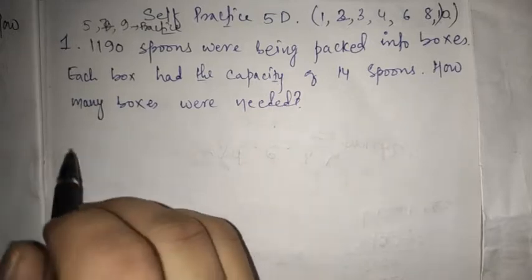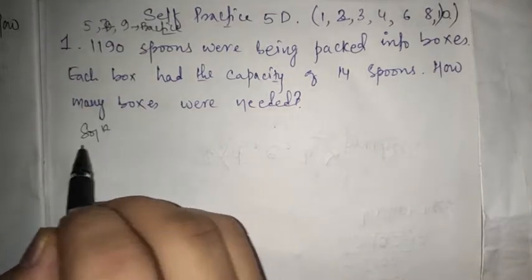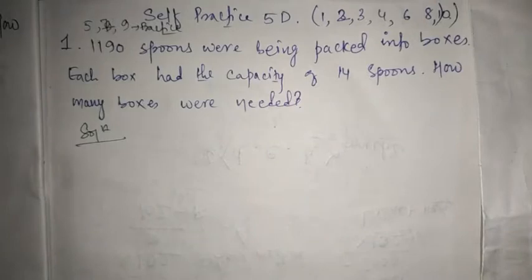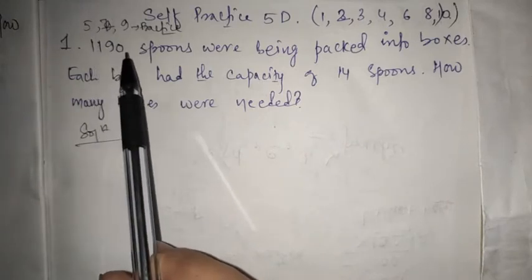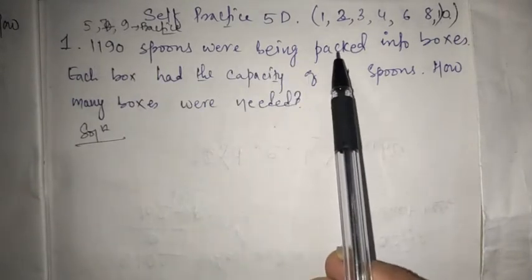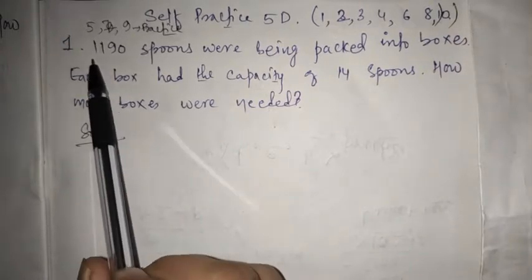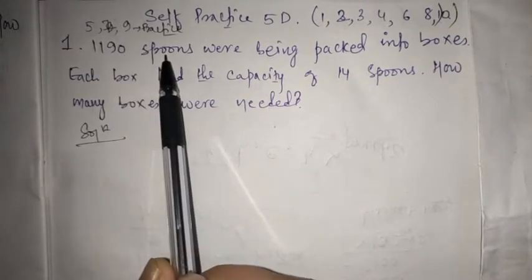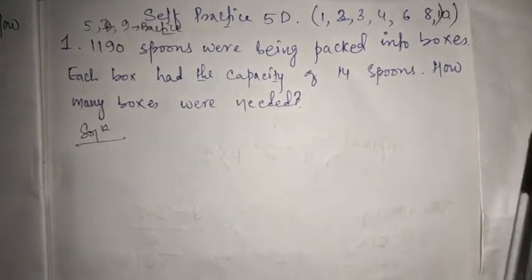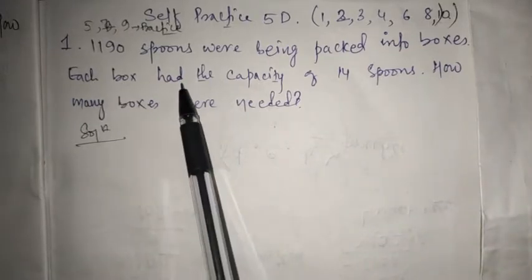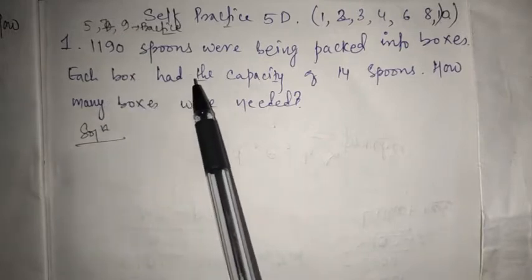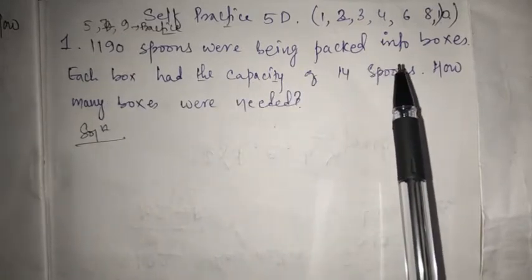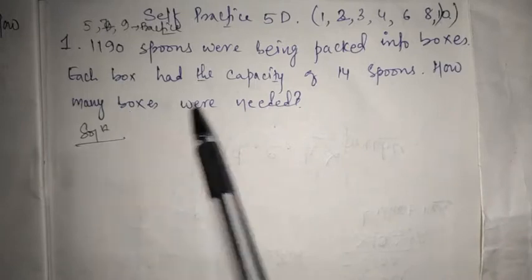Okay, without any hesitation. So this is a word problem here, so the statement is very important. Just see question number 1. It states that 1190 spoons were being packed into boxes. Each box had the capacity of 14 spoons. How many boxes were needed?